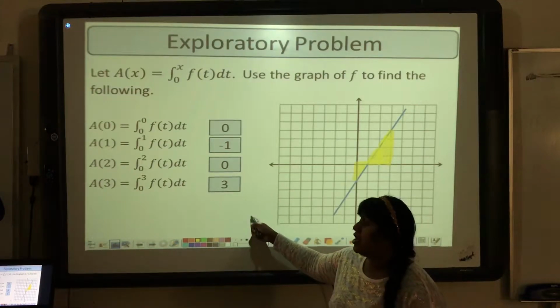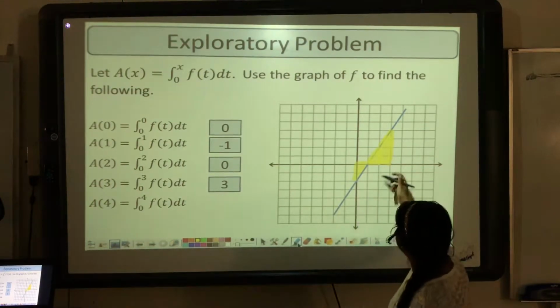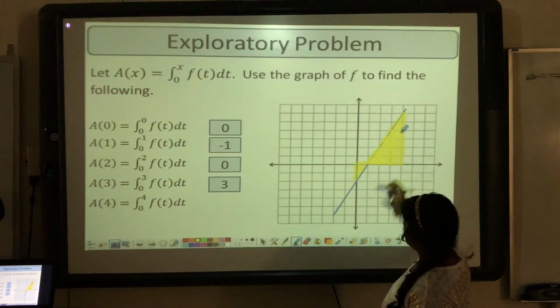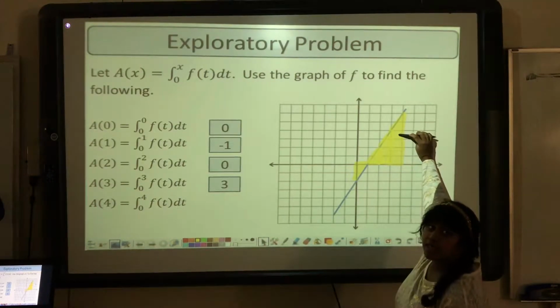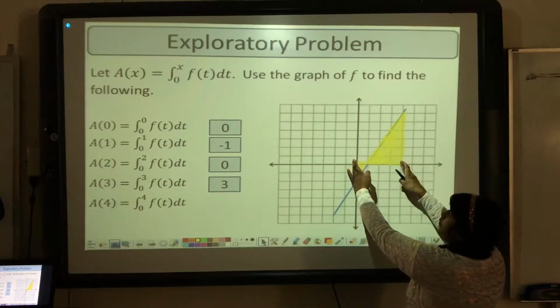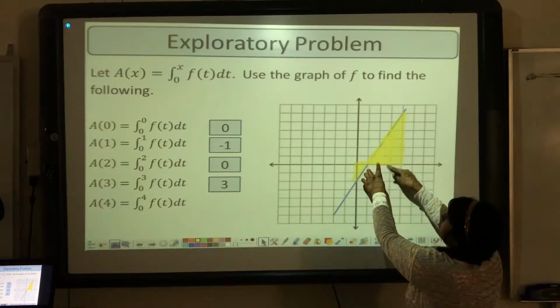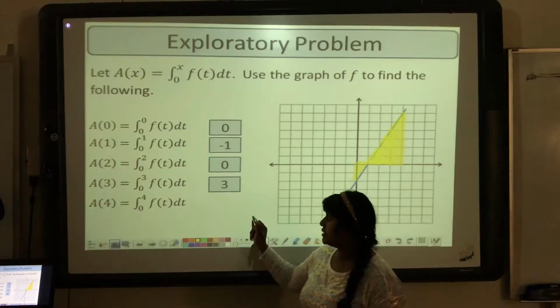So our next one is going to be a 4. So we're going from 0 to 4. Again, I add on that little bitty shape. And if I look at that, I can see I have 1, 2, 3, 4 blocks and one triangle, so it has an area of 5. So if I go from 0 to 4, I have to look at all of my areas. So -1 plus +1 plus +3 plus +5 gives me +8.